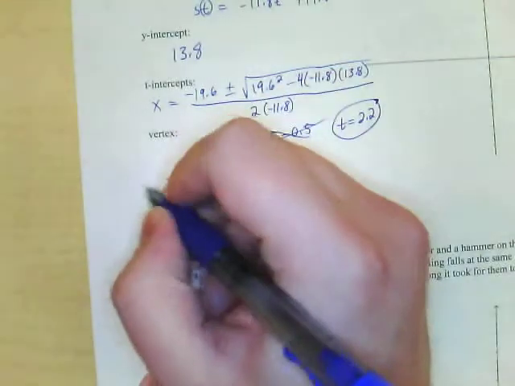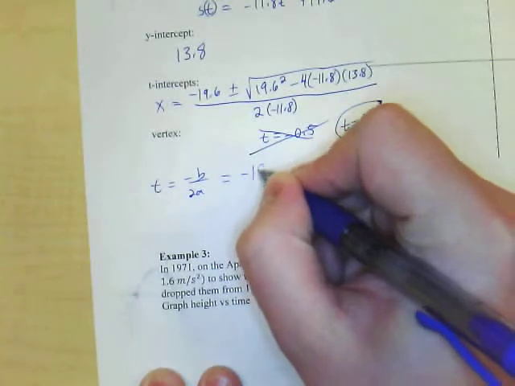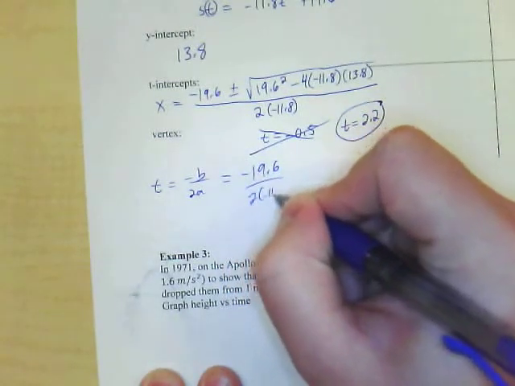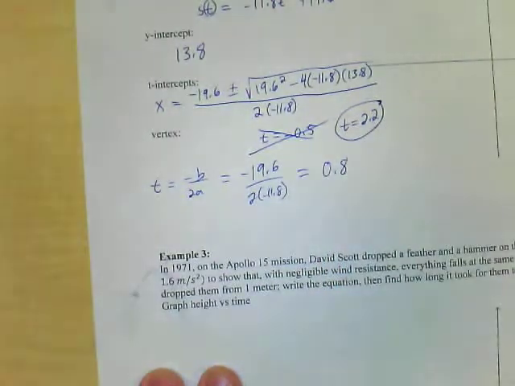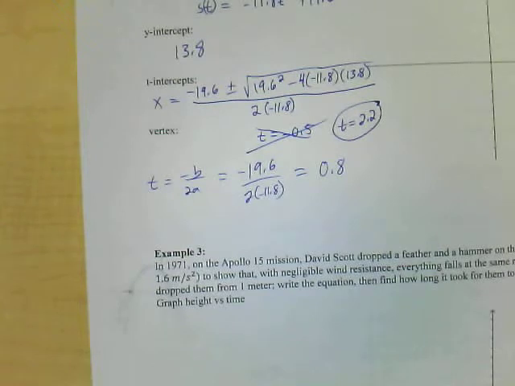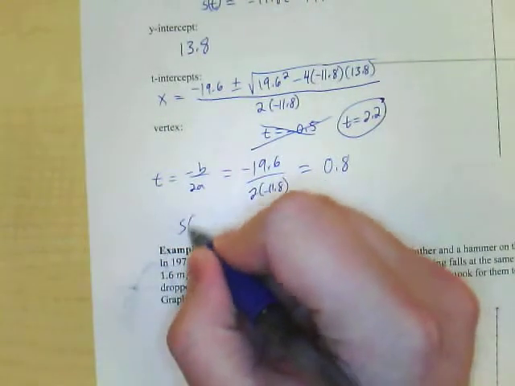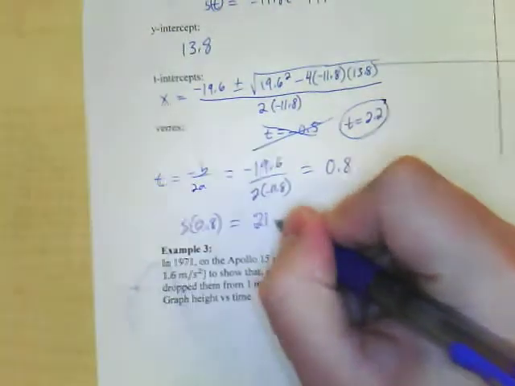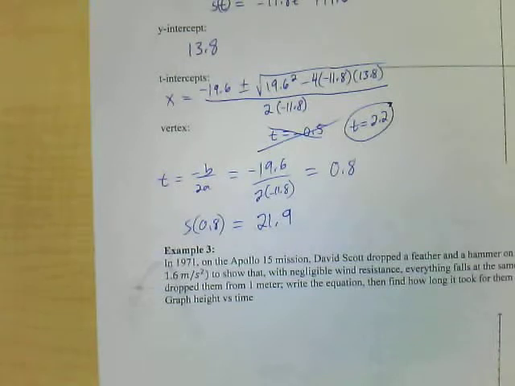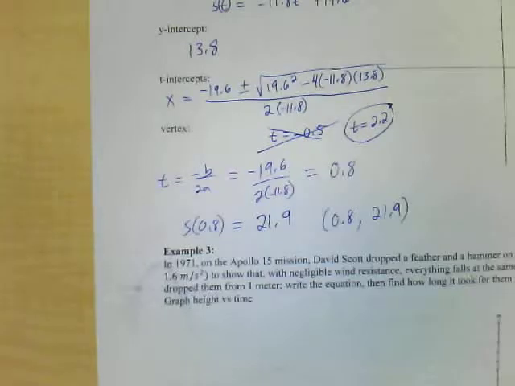All right, let's look at the vertex then. The t-coordinate of the vertex is found by negative b over 2a. So that's negative 19.6 over 2 times negative 11.8. If you work that out, that's going to give you 0.8. That is the time that it will hit its highest point. And then if we want the y-coordinate, we're just going to plug in 0.8. If you work through all that, you should get a height of 21.9. So the vertex is at 0.8 for the t value and 21.9 for the y value.